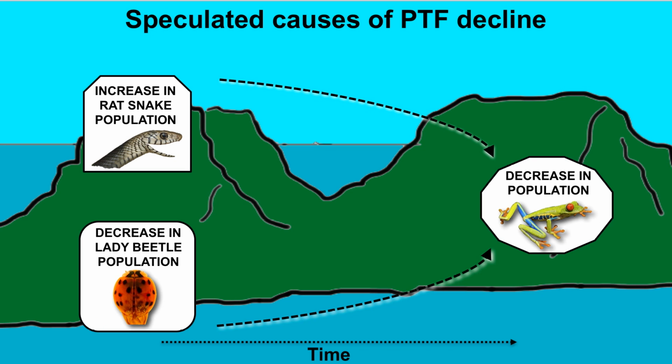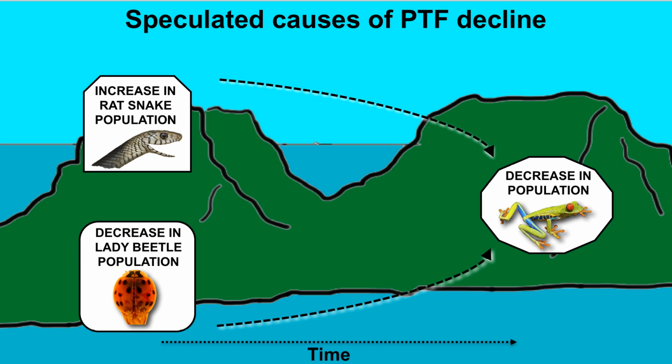The second hypothesis points to the decreasing availability of an insect that is a known diet item of the Picobar tree frog. It's the Picobar lady beetle. Its own population has been decimated, also during the last decade, by a fungal pathogen.